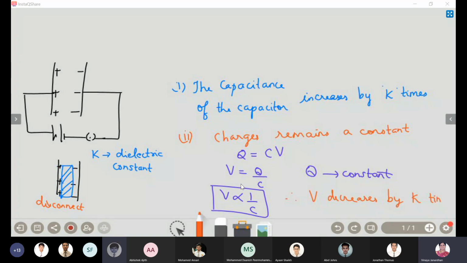Ma'am, is it the same for when it's connected to a battery? No, that we'll do in the next numerical. We'll do what happens when it's still connected to the battery. When you're disconnecting it from the power supply, the potential difference across the plates will change, but the charges stored will remain a constant, right? But this factor is always the same: whenever you put a dielectric medium, the capacitance will increase by K times.